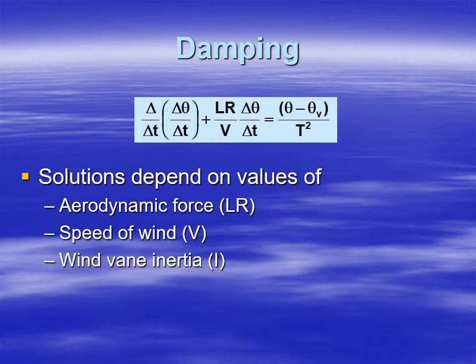So that's what we're looking at, the solution for this equation. It is now a second order non-homogeneous differential equation because we added a new term that makes it non-homogeneous. For those of you who've had algebra, don't worry about that. But what this means is that the aerodynamic force, the speed of the wind, and also the inertia of the wind vane determines what kind of solution you're going to get.